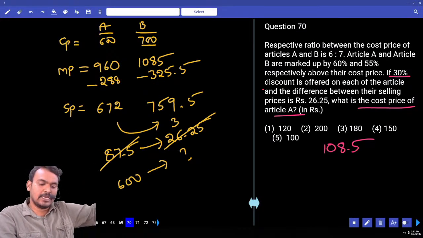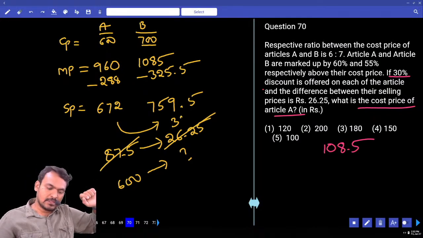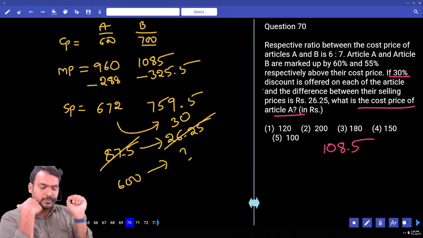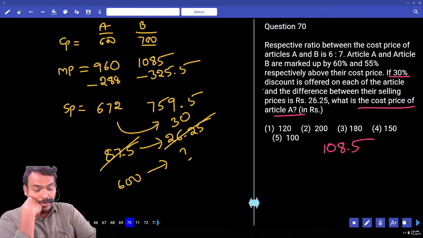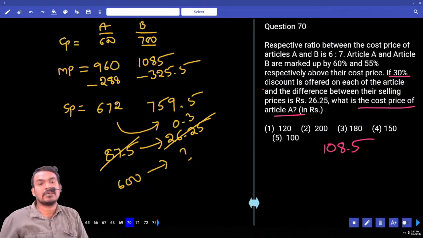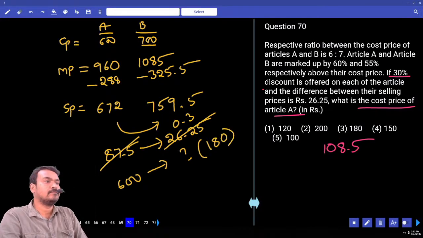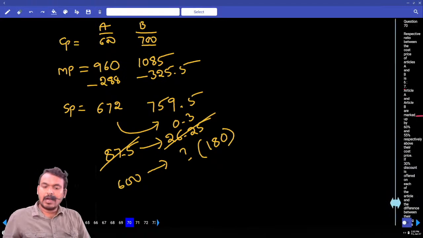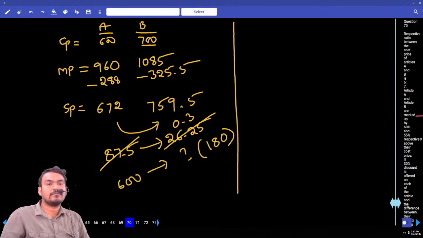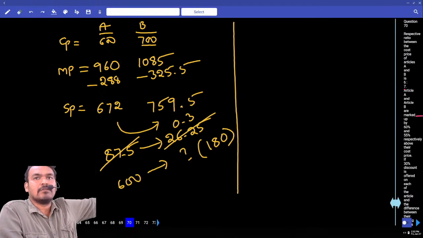Then we write 300 by 10. 300 by 10 means 30 times or 0.3 times? 0.3 times. 0.3 into 600 is 180. Or there is one more method we can use, but calculation wise it is a little bit lengthy.